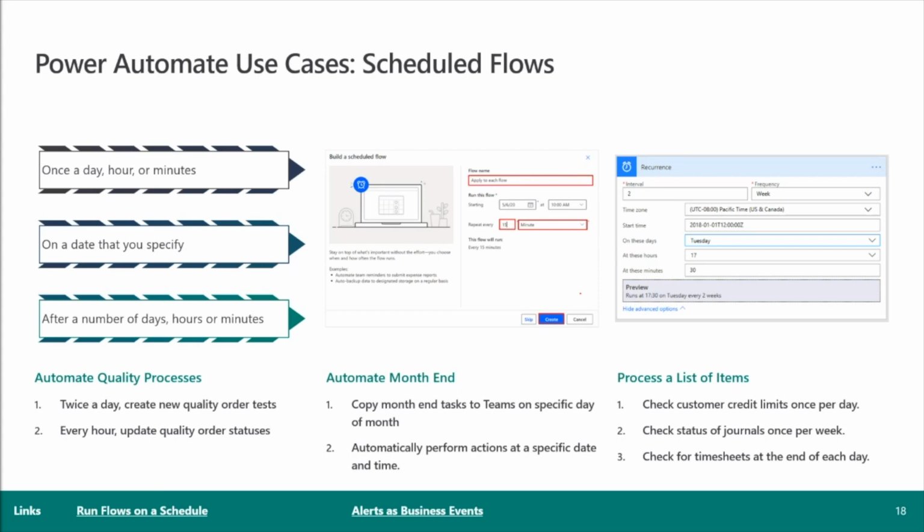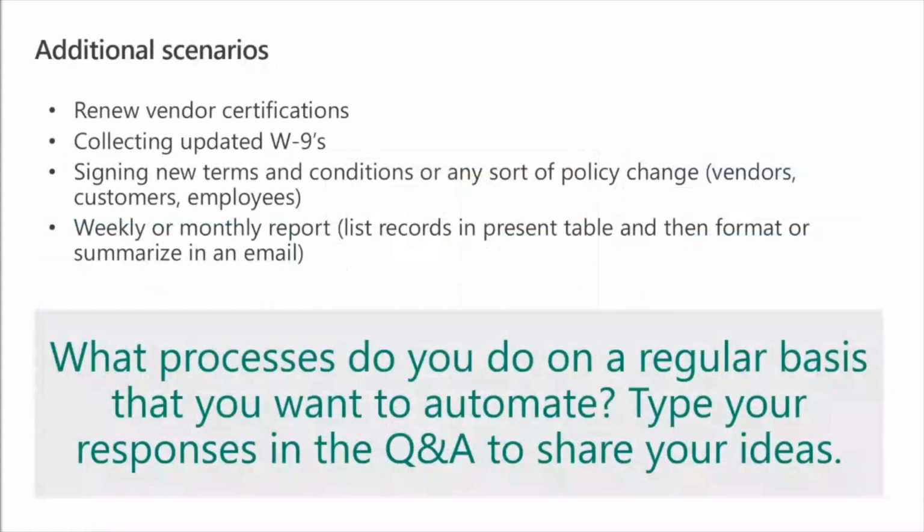You can also use them to process a list of items. So checking credit limits and then sending those out to the sales reps as an email notification, or checking the status of your journals once per week, or reminding your employees that they need to post their timesheet at the end of each day. There are so many examples of this, and I invite you all to use the Q&A panel right now to share with us what are some of the processes that you do or that your customers do on a regular basis that you would like to automate. So type those responses into the Q&A panel, and then we'll share those as they come in. We might wait until after Marie's demo, but I encourage you to go type those in.